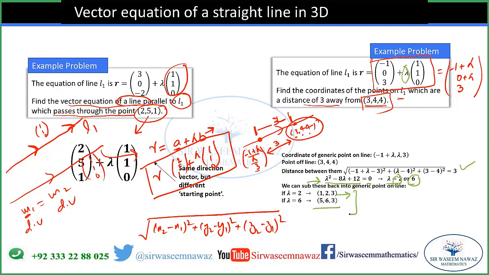And it looks sensible because we just know that the other point is 3 units away. So it can be 3 units away here, or it can be 3 units away here. So we have 2 possibilities, 1, 2, 3 and this other one, 5, 6, 3.